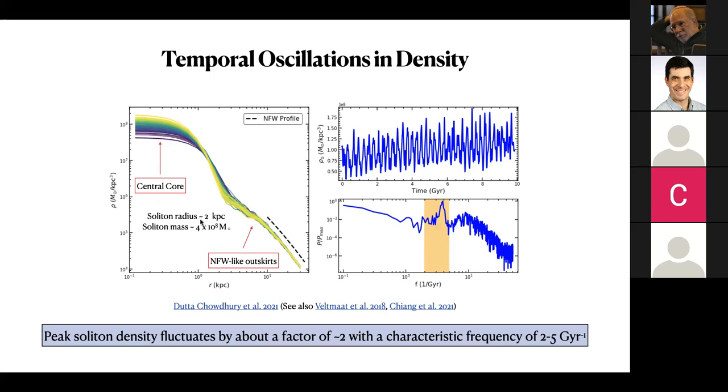Now just to mention that in this particular simulation, the system that I'm looking at has a soliton of mass about 4 times 10^8 solar masses, and the soliton radius is about 2 kiloparsecs. Here, the oscillations in the maximum density are shown, and below is the power spectrum of these oscillations. We find that there is a very characteristic frequency, and this frequency depends on the central density. In this particular case, it's about 2 to 5 inverse gigayears.